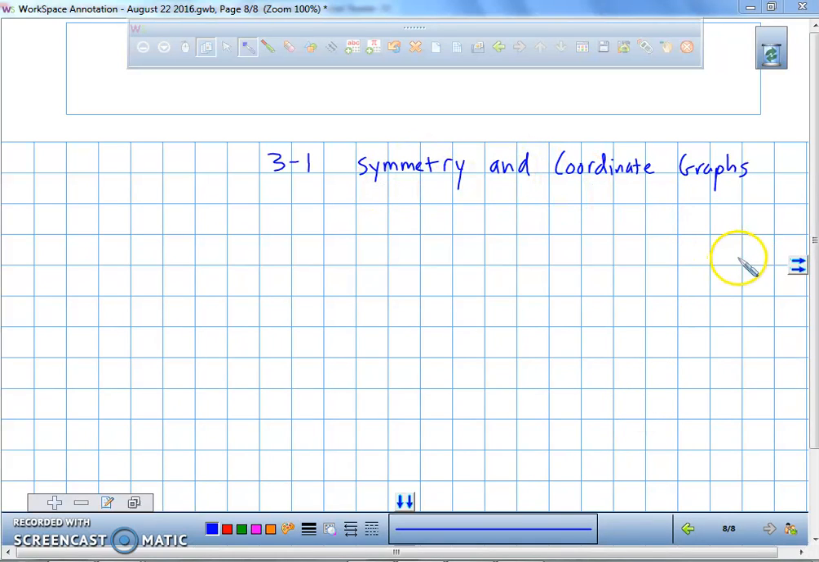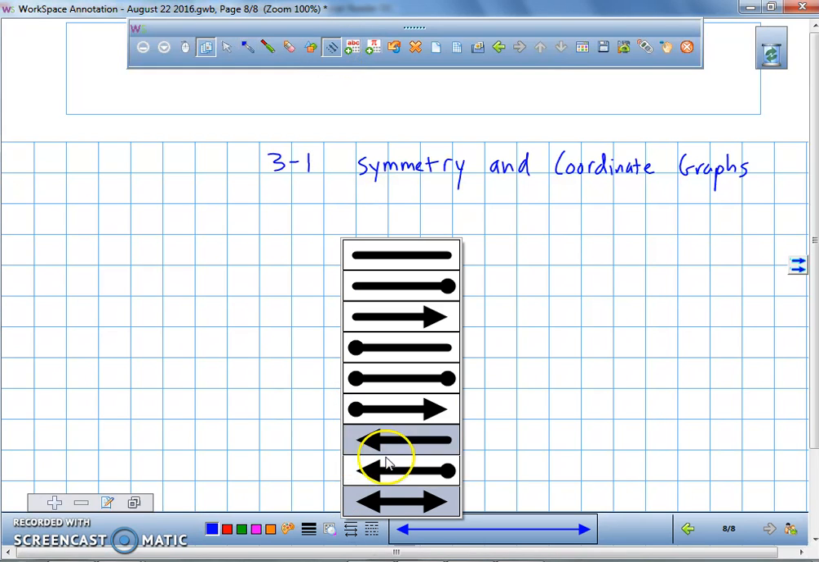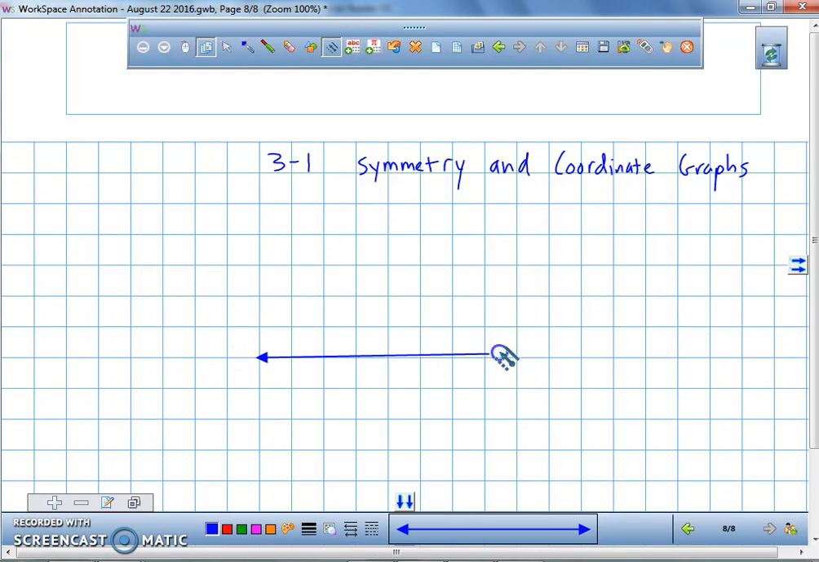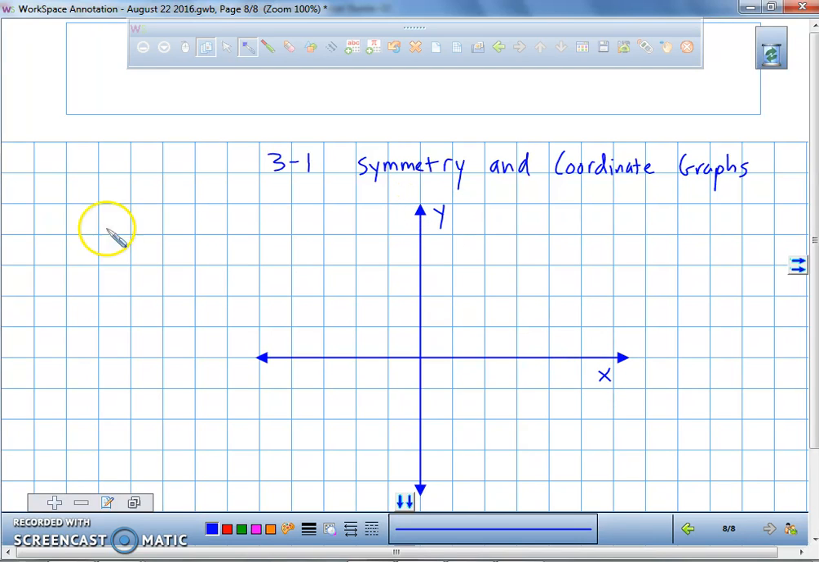Dealing with symmetry and coordinate graphs. All right. First thing that I would like you to do is draw an x-axis and a y-axis. Draw a coordinate grid on your paper. Label this x, that y. Specifically, right now, we're going to be talking about what's known as point symmetry. So we're going to focus on point symmetry, and we're going to plot some points.